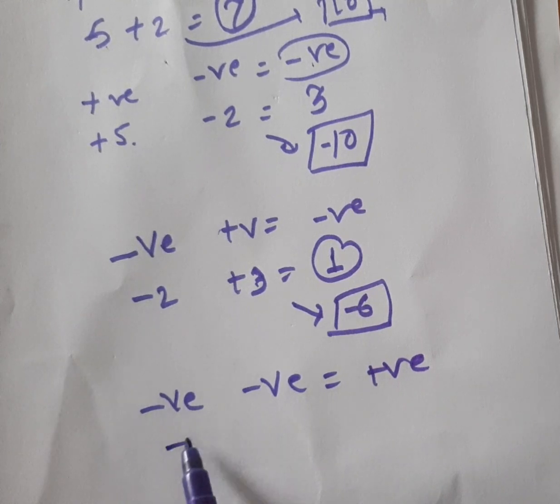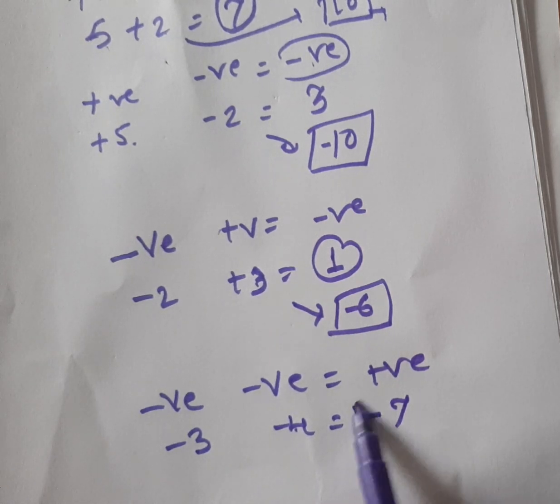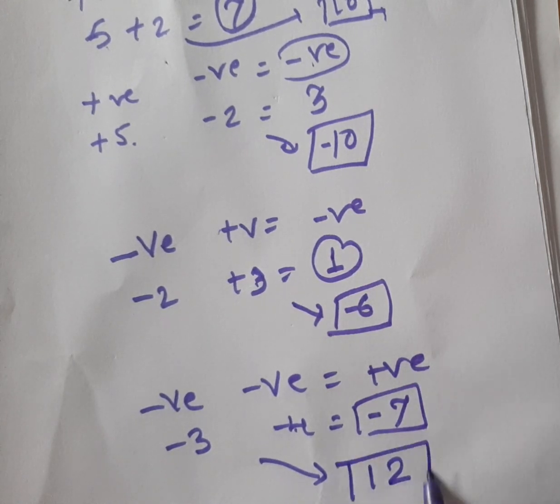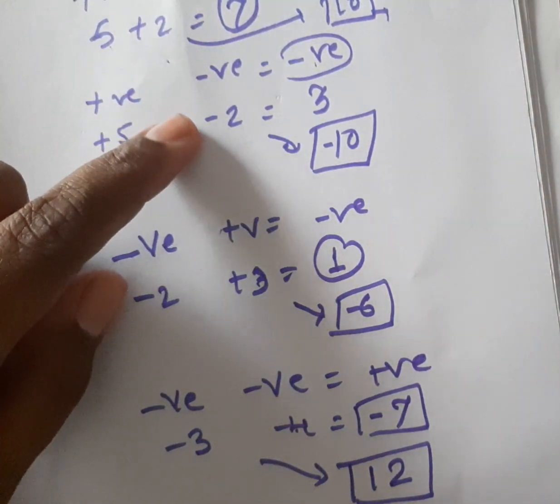Now next, negative times negative, the answer will be positive. Now minus 3 minus 4, we add this and the answer will be minus 7. But when we multiply minus 3 into minus 4, the answer will be 12, positive 12. Understand? So I have explained you additive also and multiplicative also.